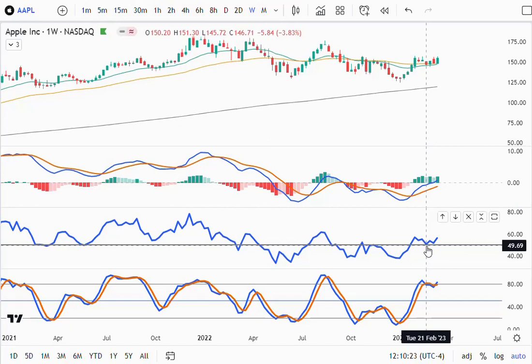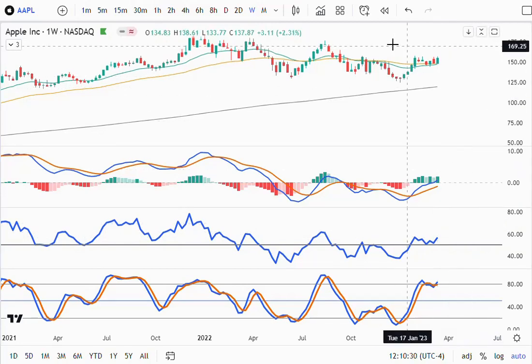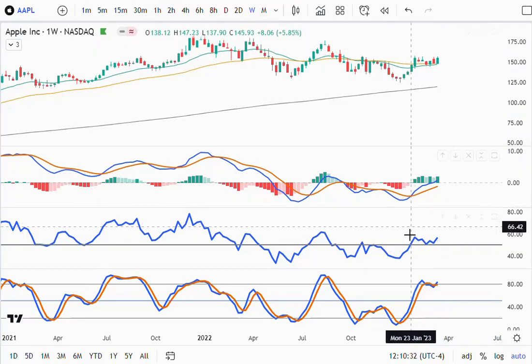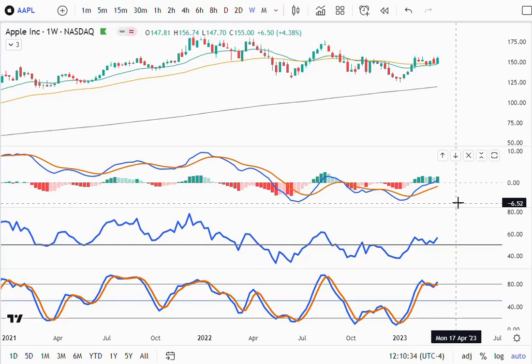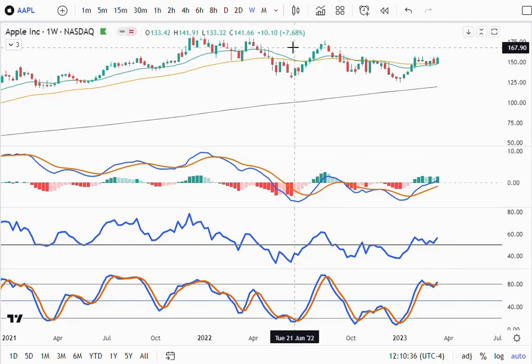You can see that RSI is above the 50 level. It bounced off the 50 level and it's moving higher. So even on a weekly basis, price action looks positive. Momentum indicators are also looking positive. So let's look at some of the levels we should be paying attention to.